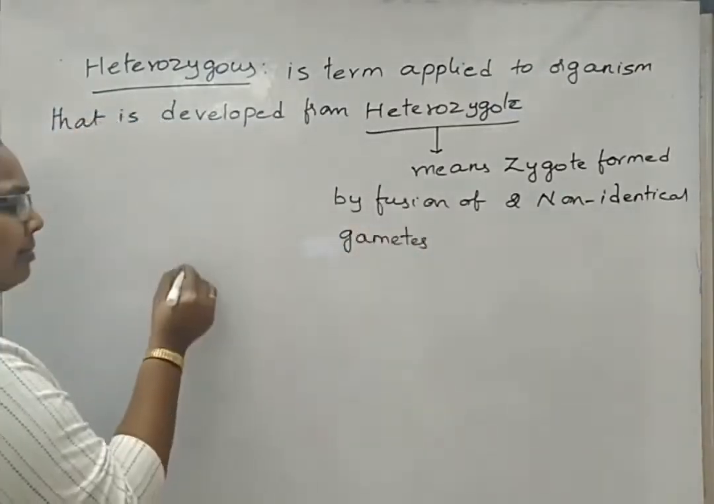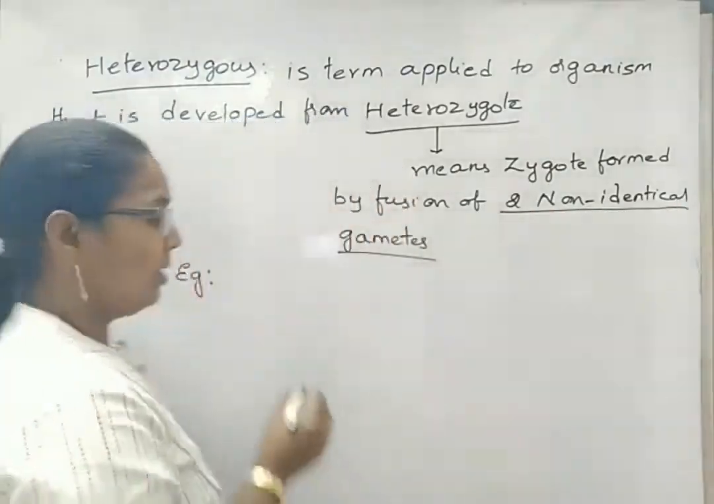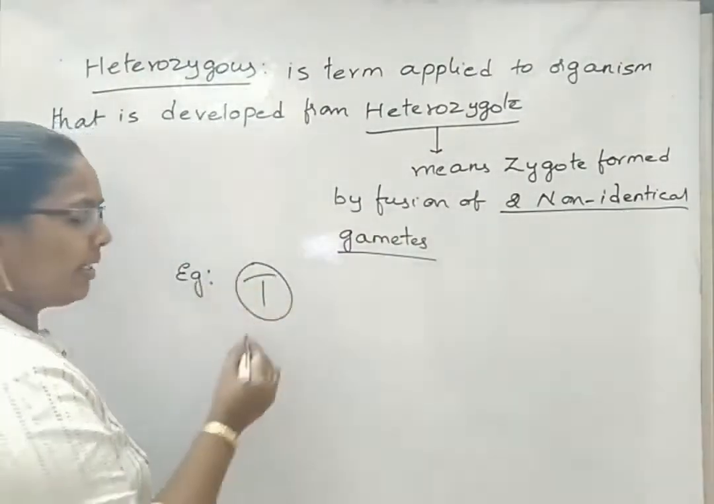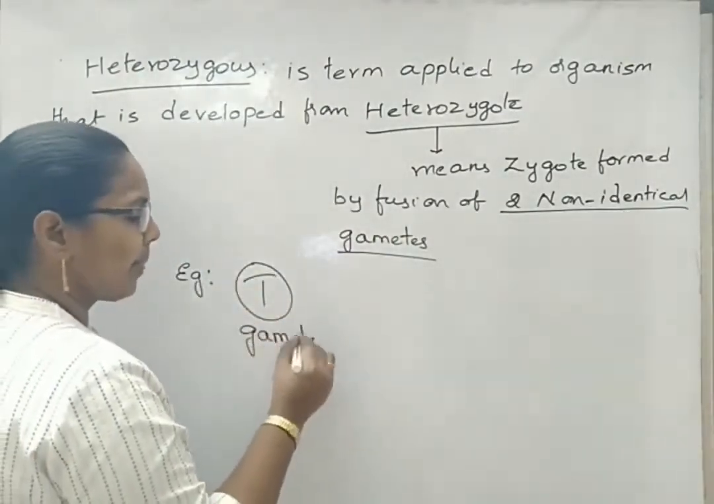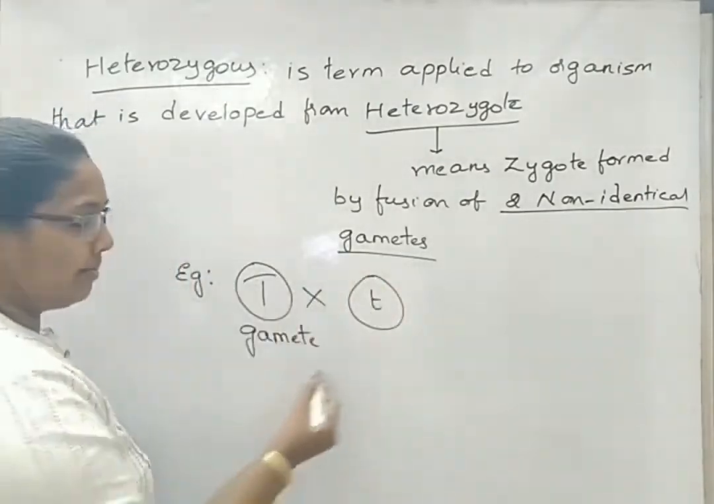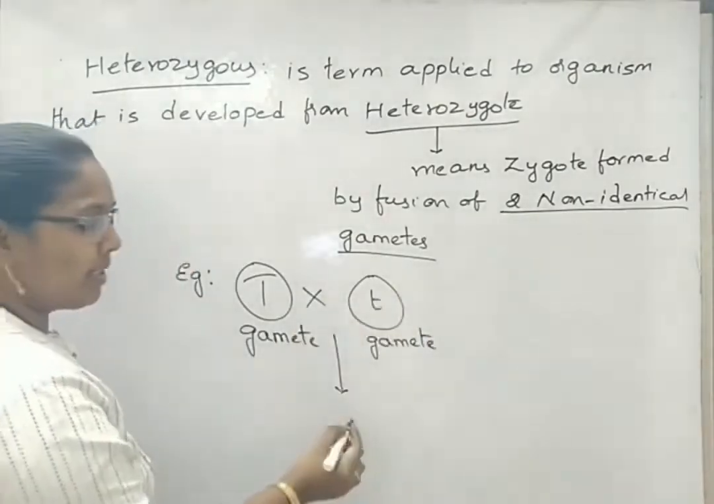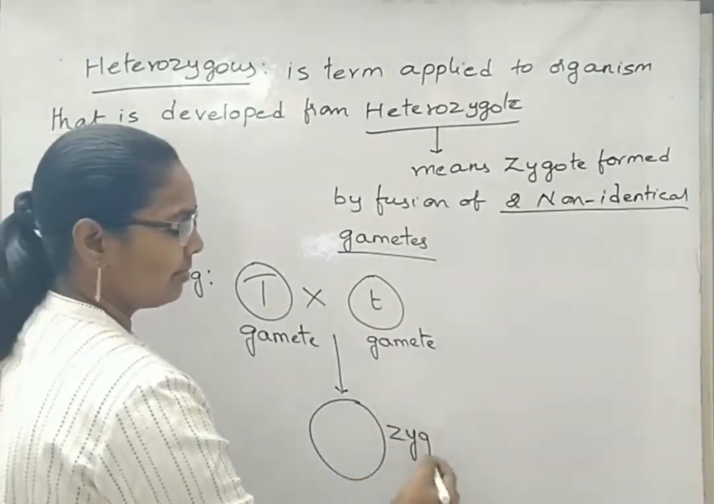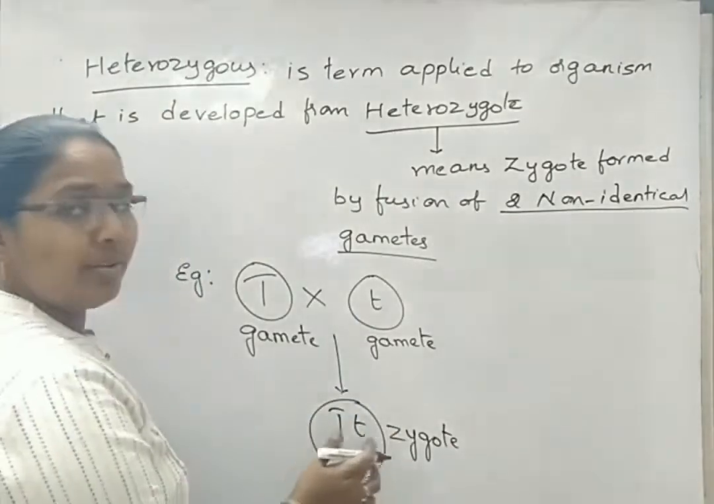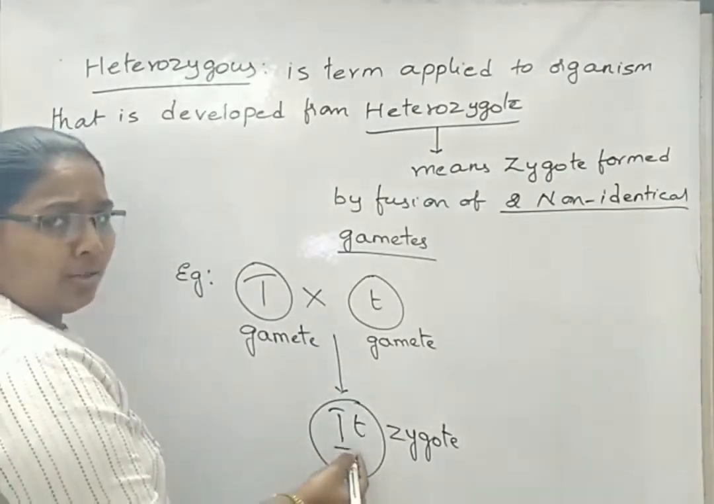Now, an example. Here we are using the term two non-identical gametes. Any gamete is haploid. So, if we take one dominant allele in one gamete, which is crossed with another gamete having a recessive allele, then by fusion of these two gametes, the obtained zygote will have both alleles, but both are not the same. They are of different or contrasting genotypes. This is responsible for the dominant character.